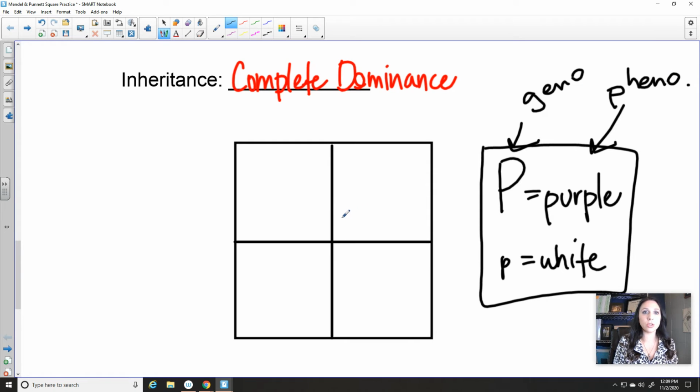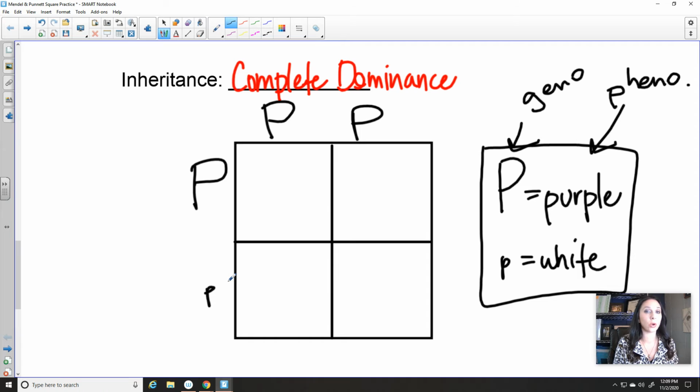So let's say I wanted to cross a homozygous dominant. So homo means same. Dominant, what kind of letters? Big letters. So big P, big P. So this would be big P, big P. And what if I wanted to cross it with a heterozygote? Well, hetero means different. So that would be big P and then a little p.